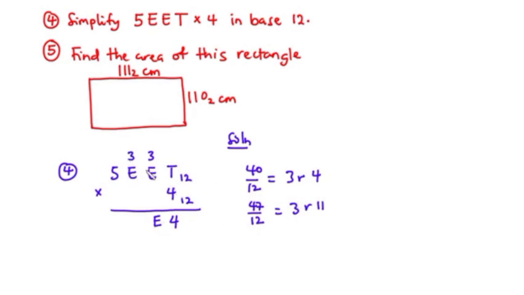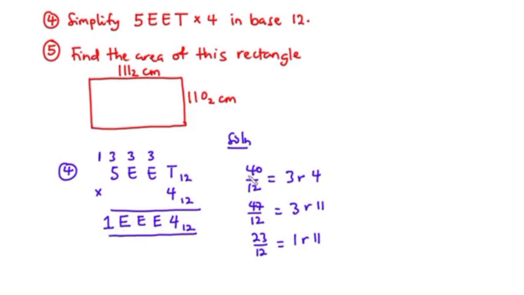4 times 11 is 44, plus 3 is 47. 47 divided by 12 is 3, remainder 11. So here also we have E, and then we carry on 3. Now 4 times 5 is 20, plus 3 is 23. 23 divided by 12 is 1, remainder 11. 12 times 1 is 12. 23 minus 12 is 11. So we have 11 here, and then we carry on 1. So we have 1 here, and this is our final answer: 1E4 base 12.